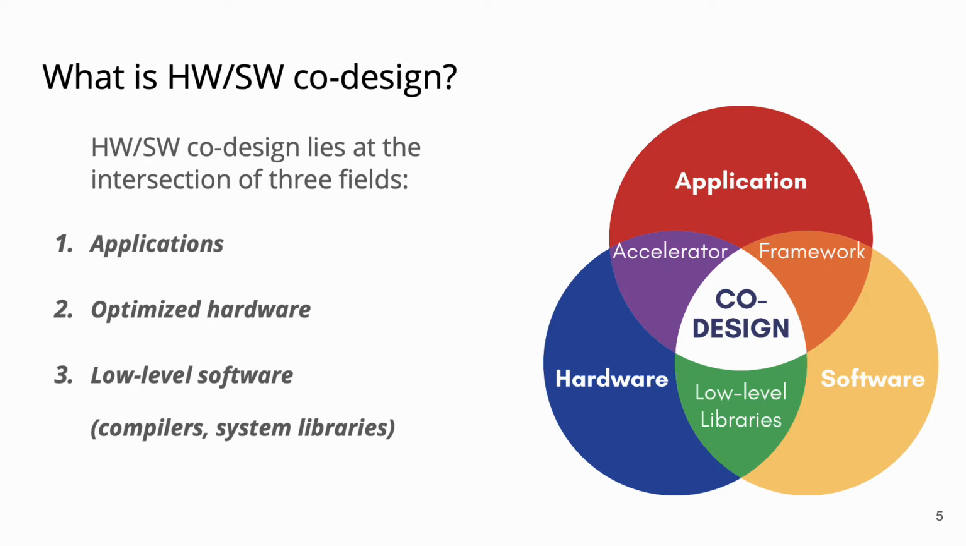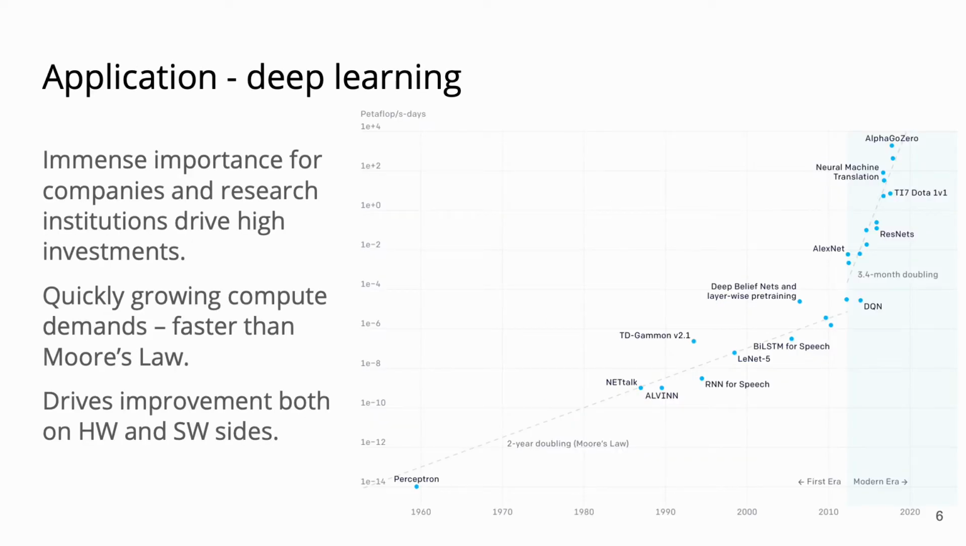In our view, co-design lies in the intersection of application, hardware, and software. The tool for co-design should effectively model all three of these components. Let's take a look at the co-design landscape now. One of the new applications influential enough to define modern systems is deep learning. Deep learning already helps both companies and research institutions to solve their tasks.